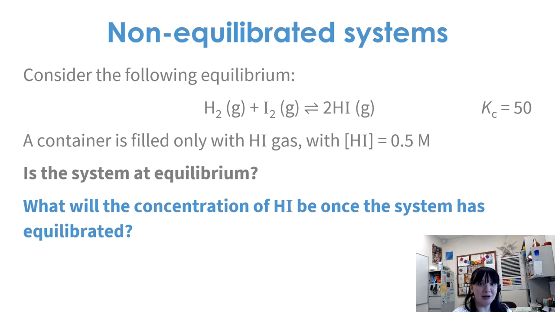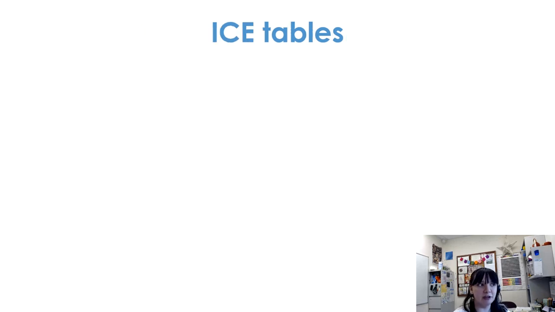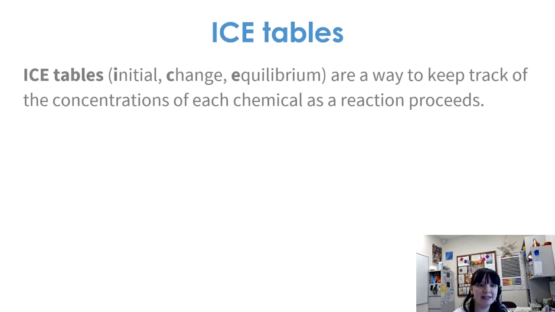The way that we're going to approach this question is through the use of what are called ICE tables. ICE here is short for initial, change, equilibrium. Sometimes I also refer to these as RICE tables. So we have the reaction at the top of the table and then these three things. These are used as an accounting method to keep track of the concentrations of our products and reactants before, during, and after a reaction, or really once the system has reached equilibrium.